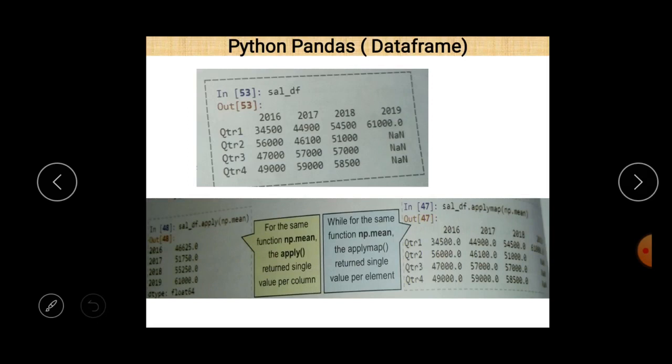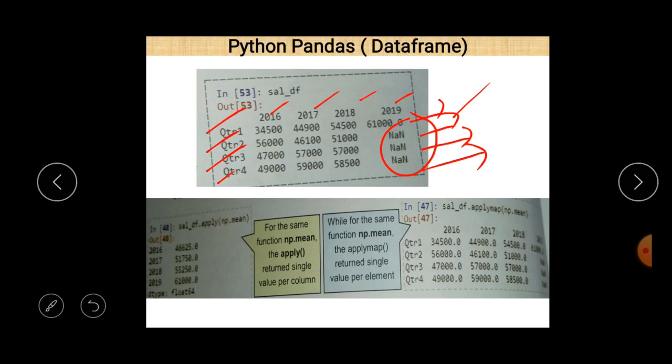Next, you can see here a data frame, self_df. Four columns are there, 2016, 17, 18 and 19, and four rows are also there, qtr1, qtr2, qtr3, qtr4, with the data for that data frame. Here you can easily see NaN. NaN means not a number, so there is no value in that cell.